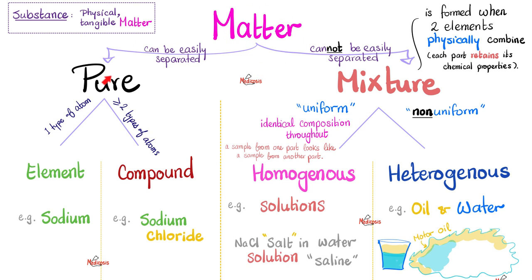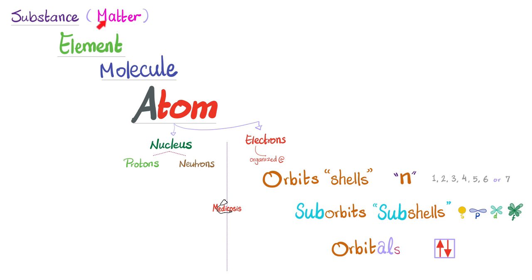Let's review what we have discussed before. The matter could be pure or a mixture. The pure matter is element or compound. Elements exist as molecules. Molecules are made of atoms. The atom has a nucleus centrally and electrons peripherally. The electrons are organized in orbits or shells, followed by suborbits or subshells, and each subshell has orbitals. Each orbital has 2 electrons maximum.